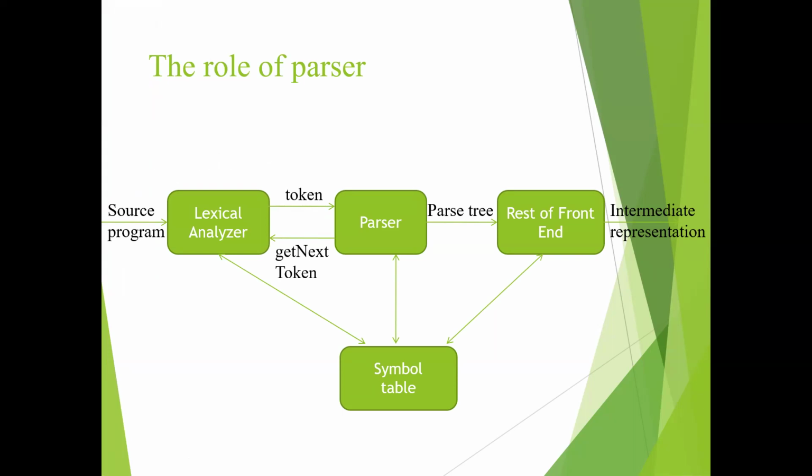Basically, in the compiler model, the parser obtains the string of tokens from the lexical analysis phase, as shown in the figure, and verifies that the string of token names can be generated by the grammar for the source program. So we expect the parser to report such syntax errors and to recover from those errors for processing the remaining program. The parser will construct the parse tree and pass it to the rest of the compiler for further processing.